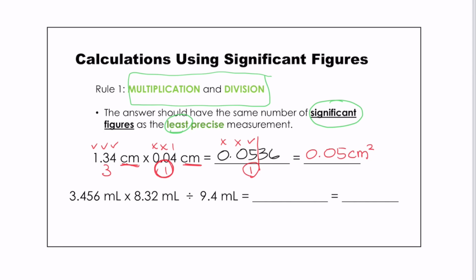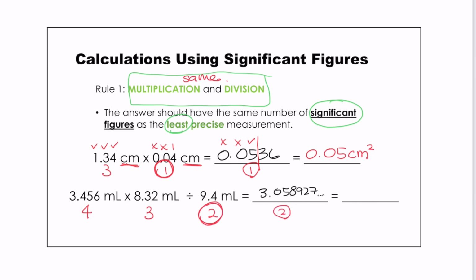This next one also has 3 numbers, but it really doesn't matter how many numbers you're multiplying and dividing. These are considered the same thing. So if you're multiplying and dividing, go ahead and multiply and divide all of those together. So I'm going to multiply 3.456 times 8.32 divided by 9.4 in the calculator. And that tells me 3.058927, so many numbers. Once I have that, I see that this one has 4 sig figs, 3 sig figs, and 2 sig figs. So my answer is going to round to 2 sig figs.